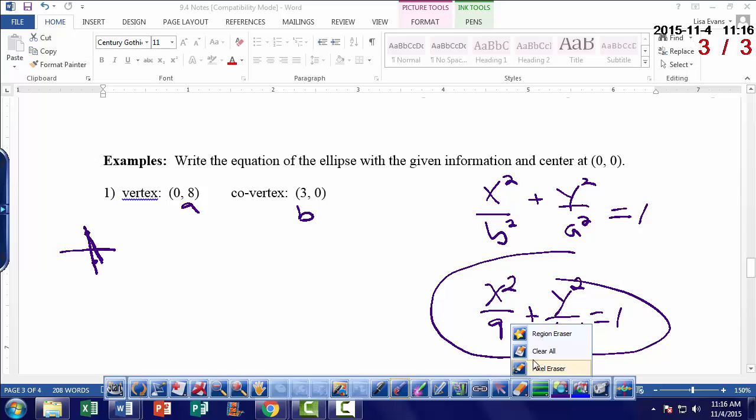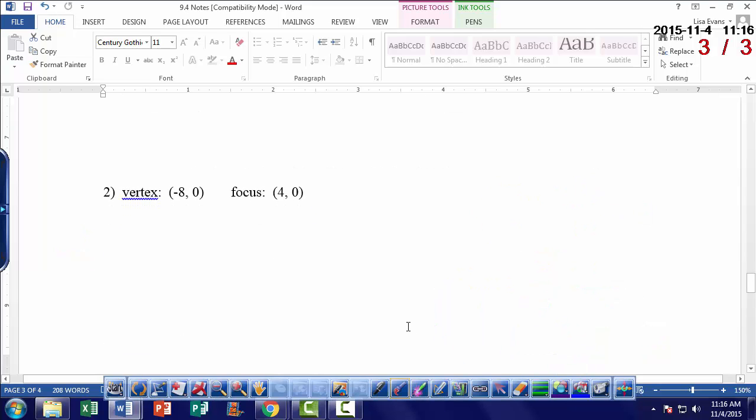Okay, now the next problem gets a little trickier because we're given a vertex and a focus, so we don't have b. First let's take a look. The vertex is at (negative 8, 0). That would be here, and then (positive 8, 0). So that's a horizontal ellipse. That means I need to write this equation down. The a is going to be underneath the x because it's horizontal.